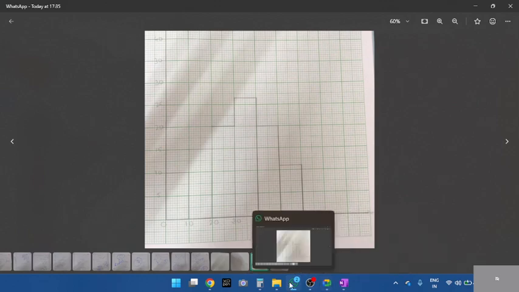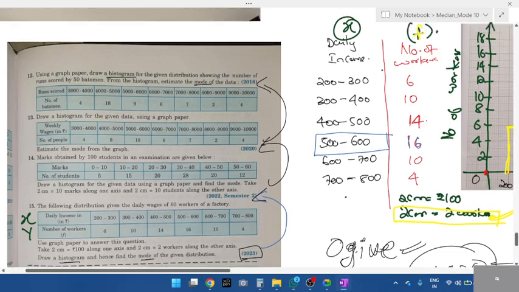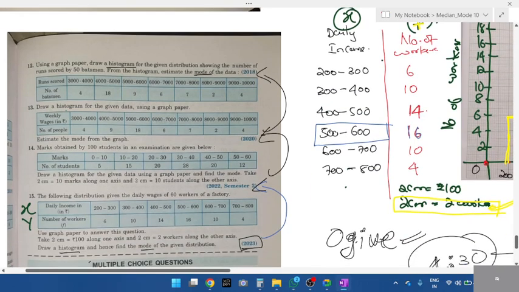If you ask me to check, tell me what you want me to check. Look here, what is given? Draw a histogram for the following data, and then find the mode. Do you want me to mark the mode there? Will I find it and send it? You have to do it and send it.